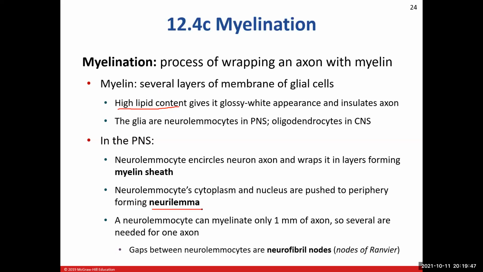One single neurolemocyte will actually myelinate 1 millimeter of the axon. So you need a lot. You need several neurolemocytes to cover the entirety, because some of those axons are pretty long. You can have an axon that can run down the entire length of your arm. So we'll need several.